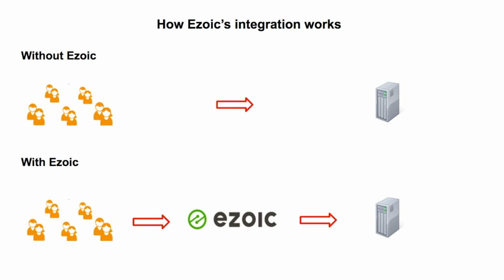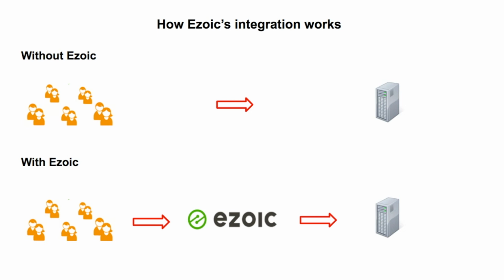In this diagram, you can see what it looks like without having Ezoic integrated in the top diagram. Your users request your website, and the request goes straight through to your origin server and then back to your users with the content. With Ezoic, we act like a proxy. So this means that we sit in between your site's content and the users. So when the users request your site, it comes through Ezoic, and then we call back to your origin server to get the content and serve the optimized page to your users.